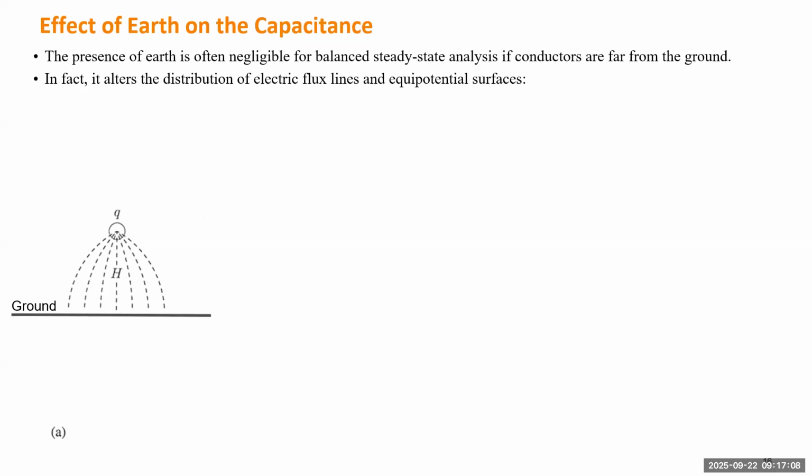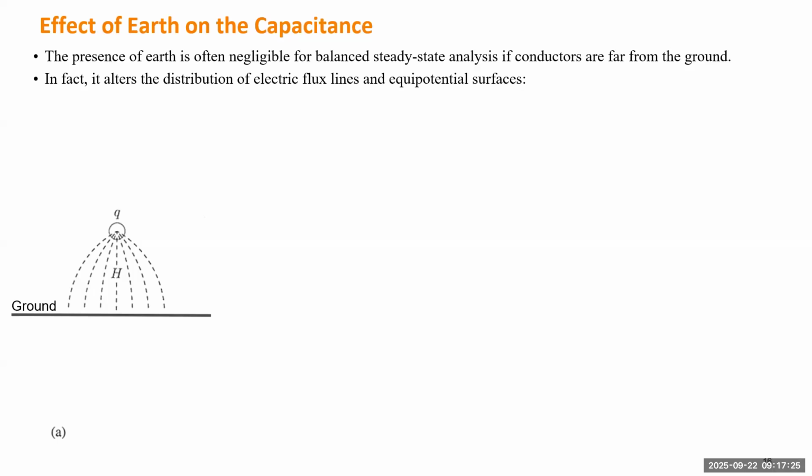So it doesn't mean it has a short circuit to the ground. It is just isolated by the outside skin insulation. But because it's very close to the ground, that will increase the capacitance of the transmission line.